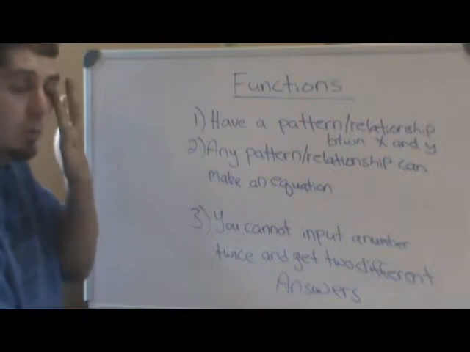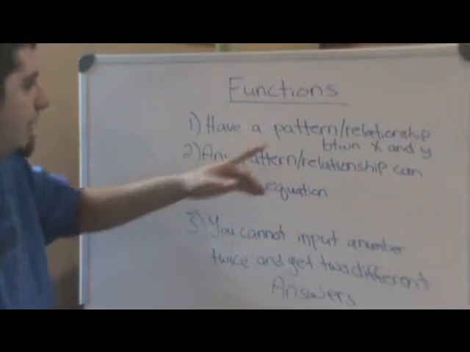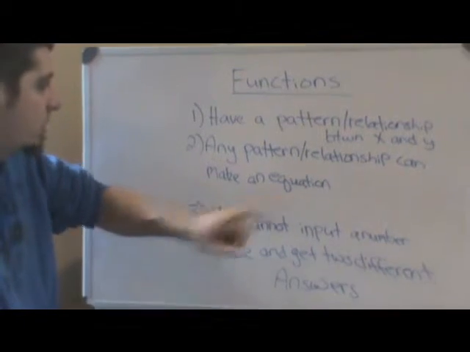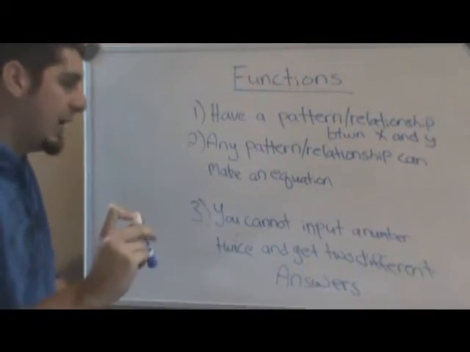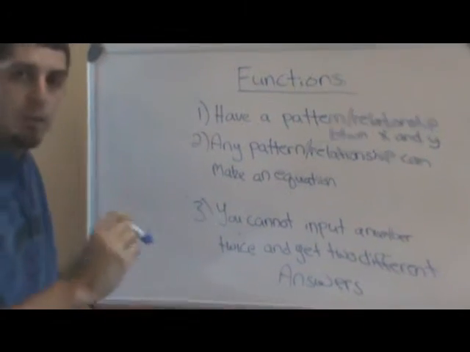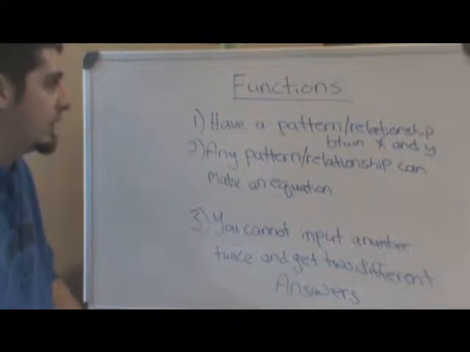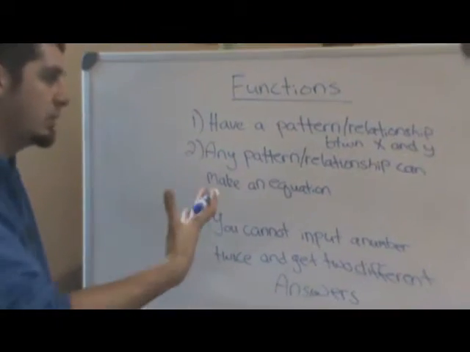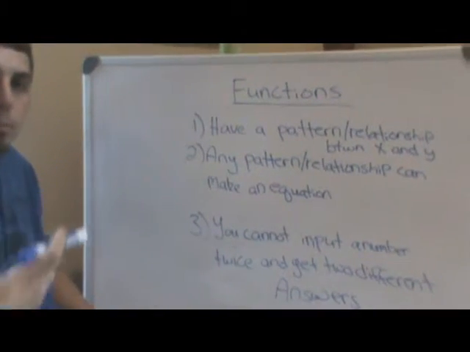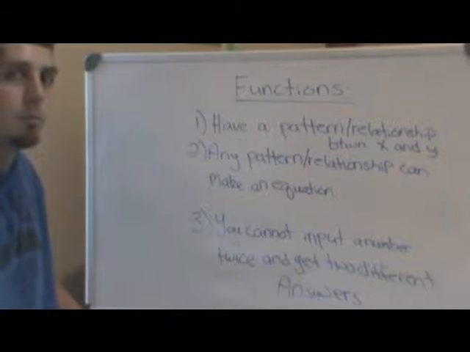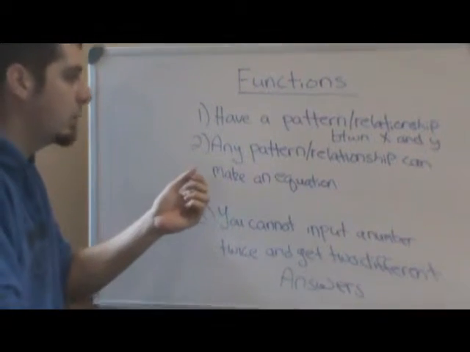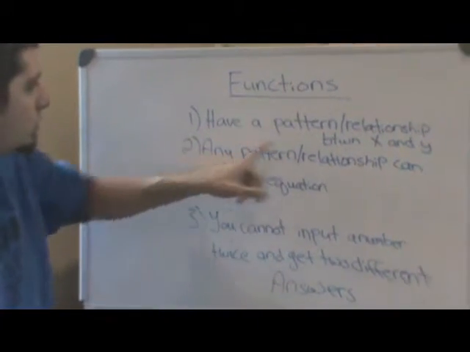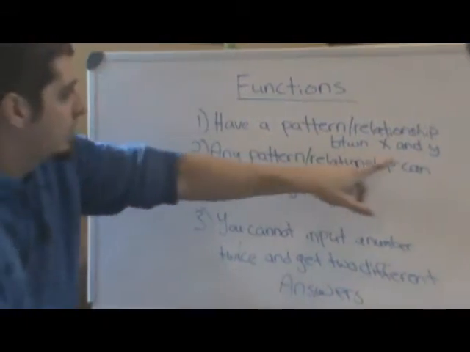One other thing that's special about a function is because there is a pattern or relationship between x and y, there has to be an equation for that function. In math, you can take any pattern or relationship and make an equation out of it. Okay? That's something that's very special about it, because the way relationships and patterns work is when you input something, you always output something specific. The output's not random. So if I input 2 into my equation, I'm always going to get this for an answer. I'm never going to get anything else. So you can make an equation based on that.